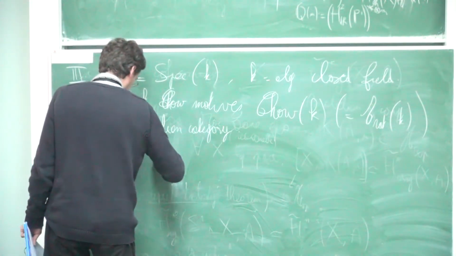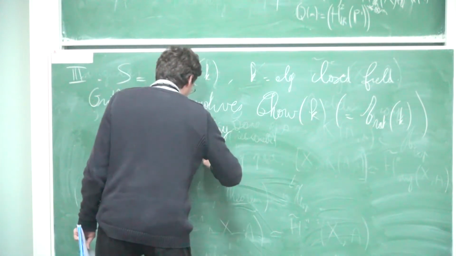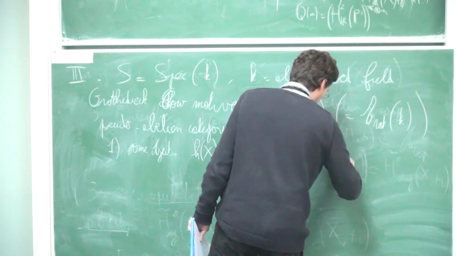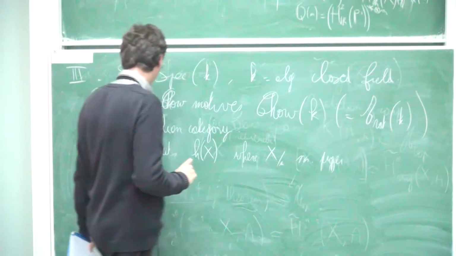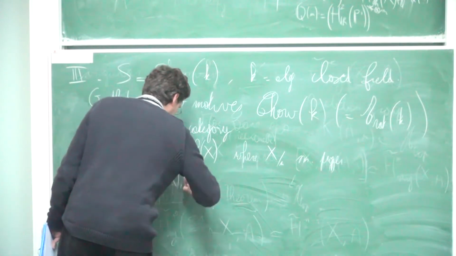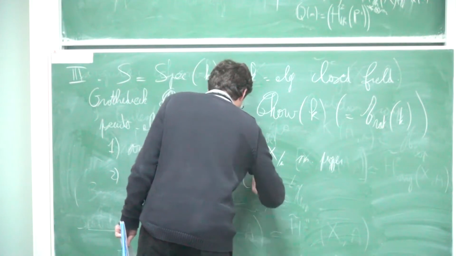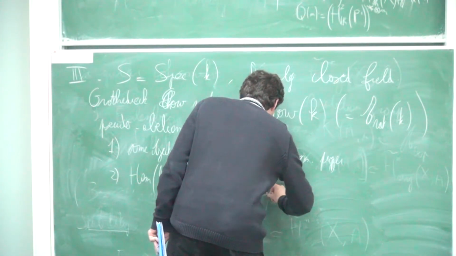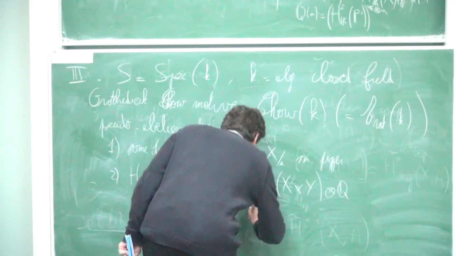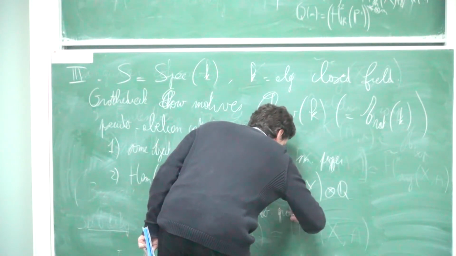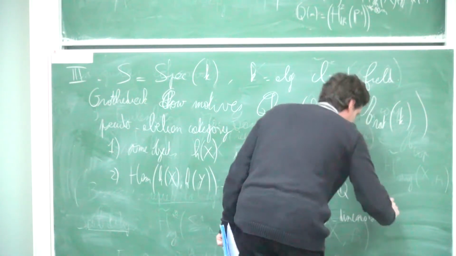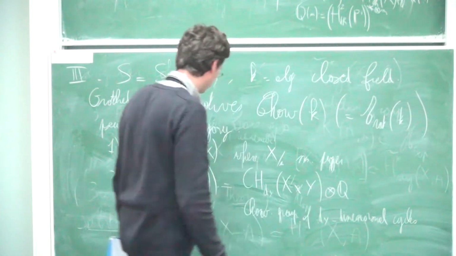Some objects are defined to be h(X), where X over k is smooth and projective, or proper. I'll take proper. Okay. Then the morphisms between this kind of object, from h(X) to h(Y), are given by the Chow group of Y, tensor Q, the Chow group of dim Y dimensional cycles.